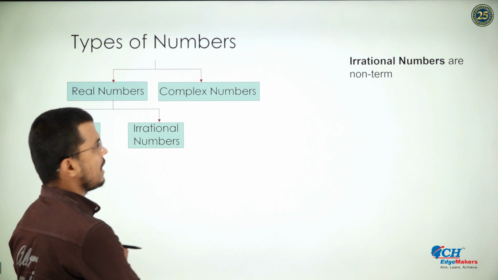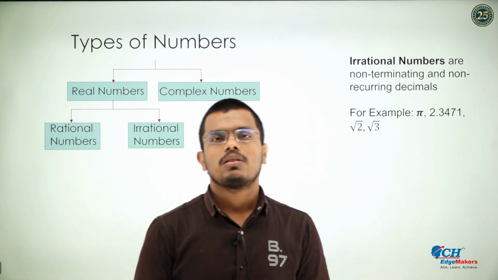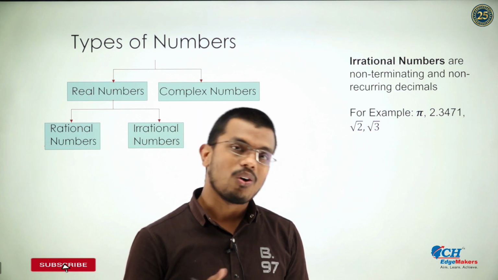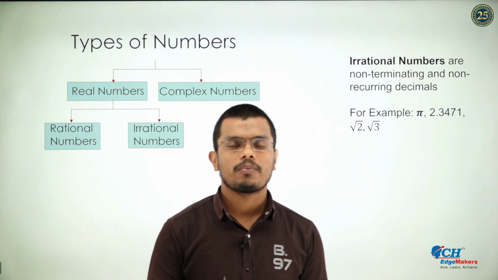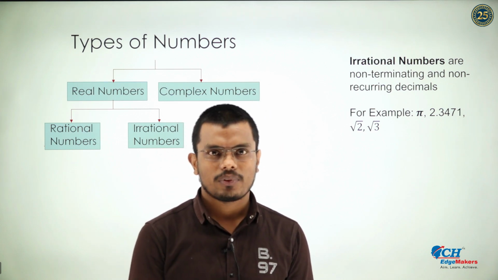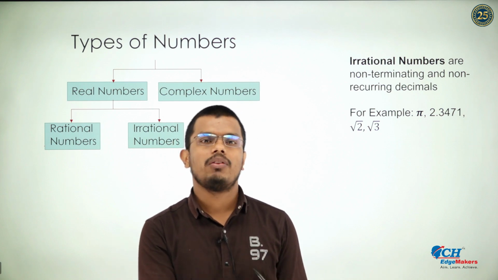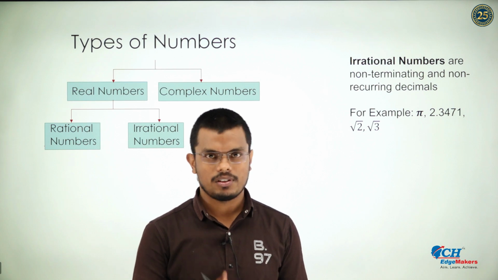So we have rational numbers. Now we have irrational numbers. So what are irrational numbers? These are the numbers which are always in the decimal form, and also with the decimal they are non-terminating as well as non-recurring. They will never terminate and they will never recur a specific pattern.